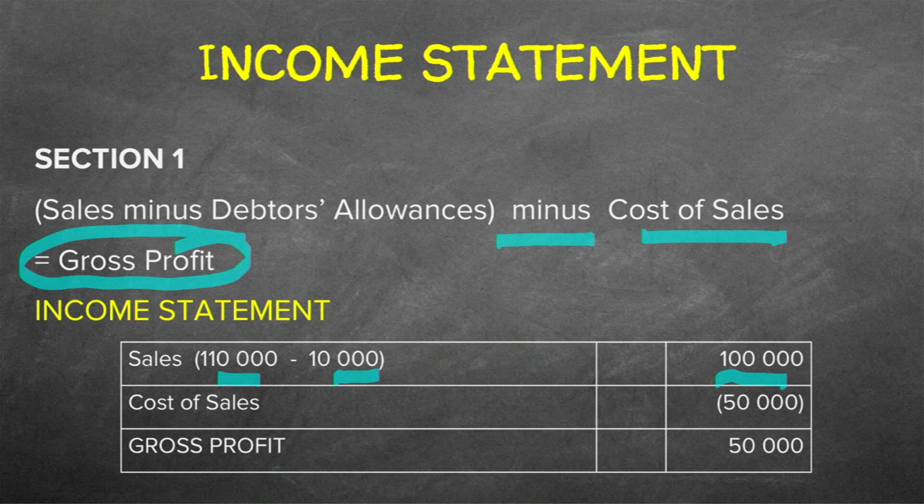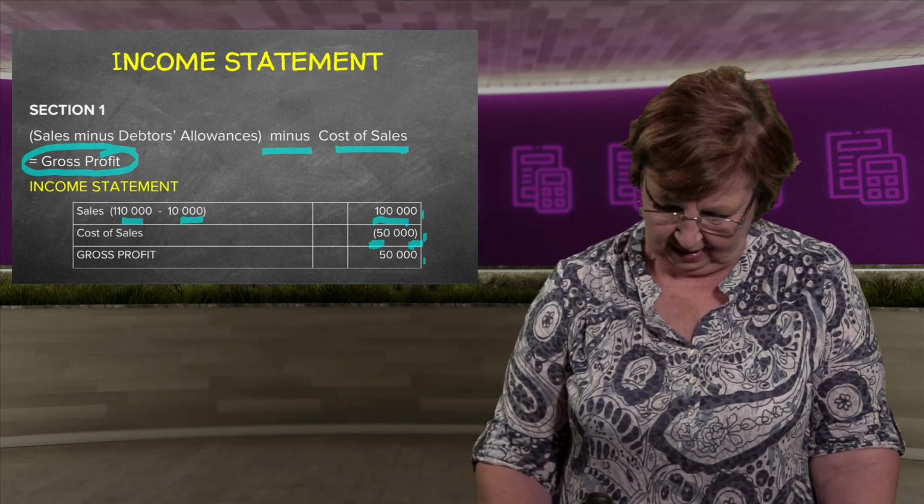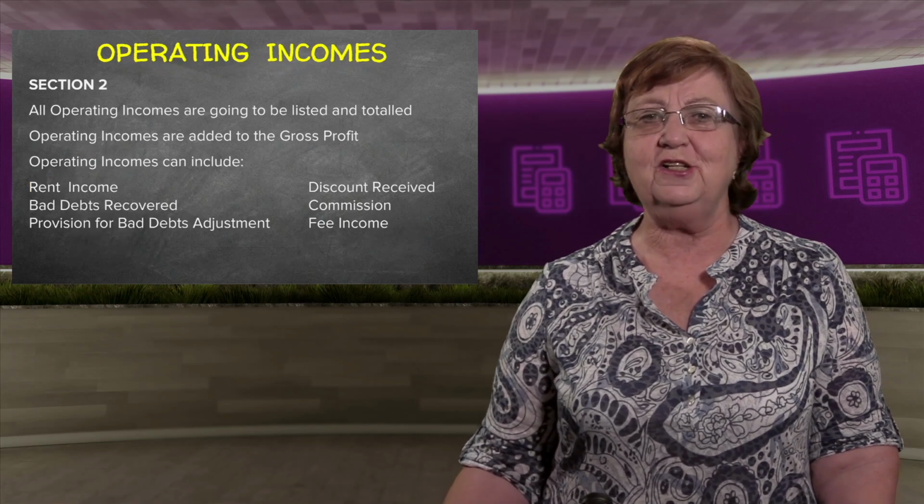I'm now going to subtract my cost of sales. You will notice that I have indicated the amount in brackets, because you do know in accounting that whenever we subtract anything, we put it into brackets. And so I can now establish my gross profit, where I'm saying sales minus cost of sales equals gross profit. I'm sure you're starting to remember that we did this last year. So let's move on to section 2.